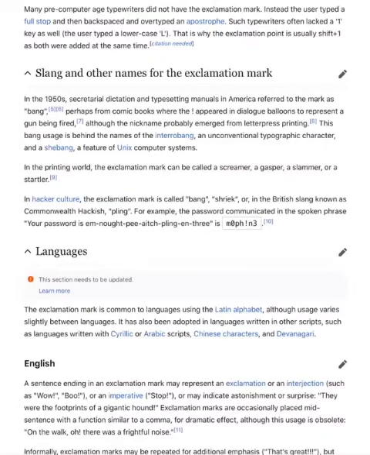For example, the password communicated in the spoken phrase, "Your password is M0PAIH pling in 3".